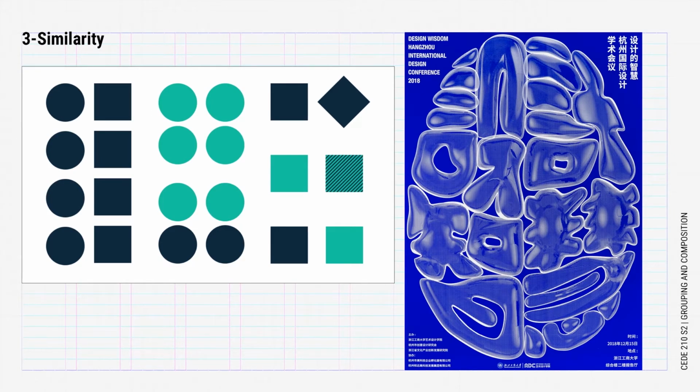So next we have the principle of similarity. This pretty much says that elements that share similar visual characteristics are perceived to be more related than those not sharing those same similar characteristics.